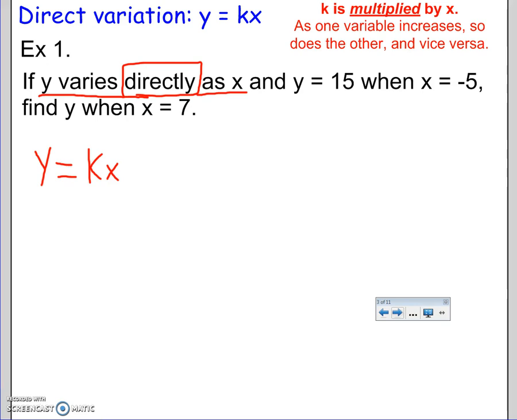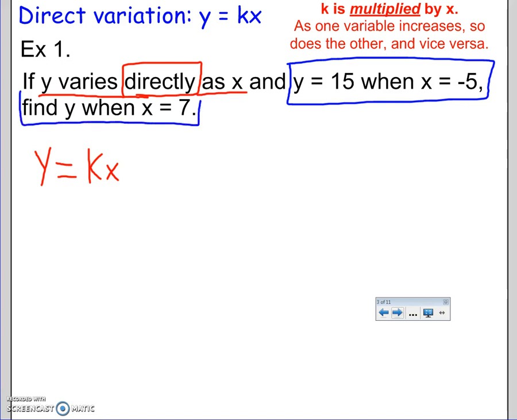That's going to be two situations or two scenarios. It says y equals 15 when x equals -5. We know both variables, so that's the complete situation. The second one is find y when x equals 7. So we know x is 7, but we do not know y here. So there's two situations in blue. We'll use our complete one first.